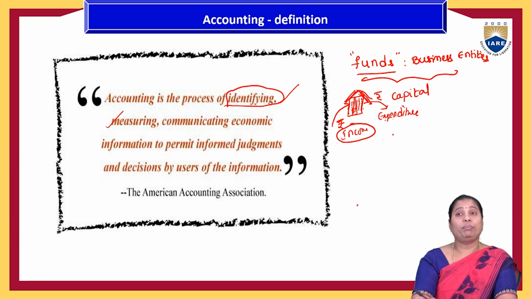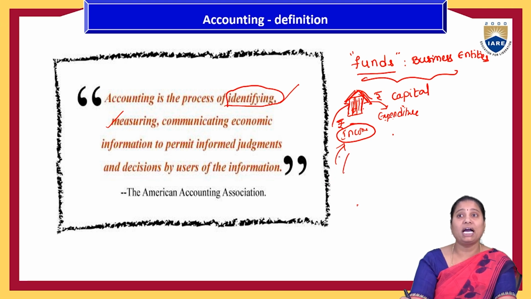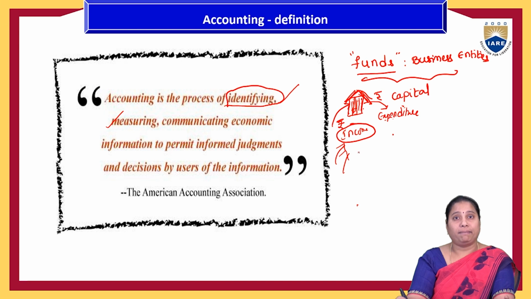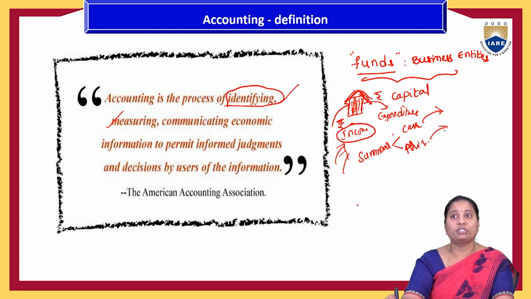So, in what way is that rupee coming? Is it in the form of things or in the form of monetary items? In what way is it coming? And they are going to summarize. So finally, how much money is got, how much cash is got, how many other things were received, and in what way they are going to spend.